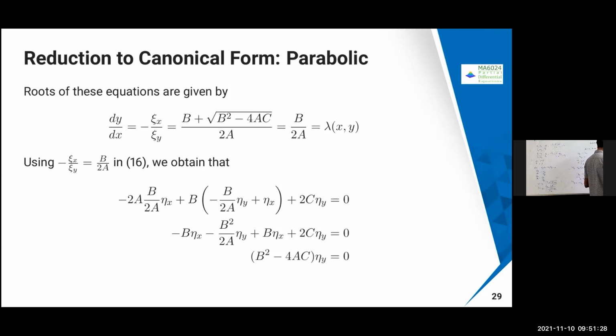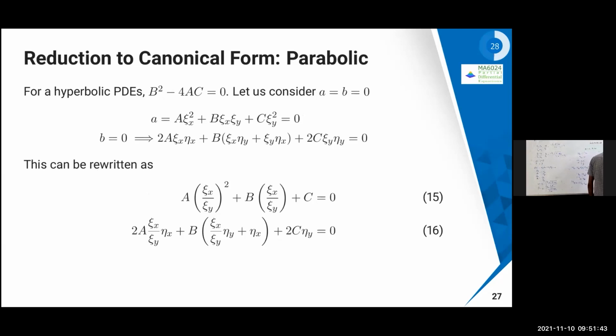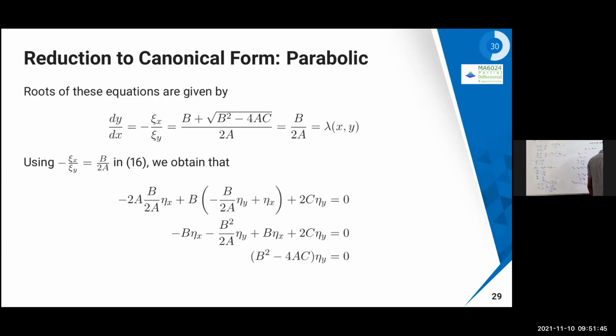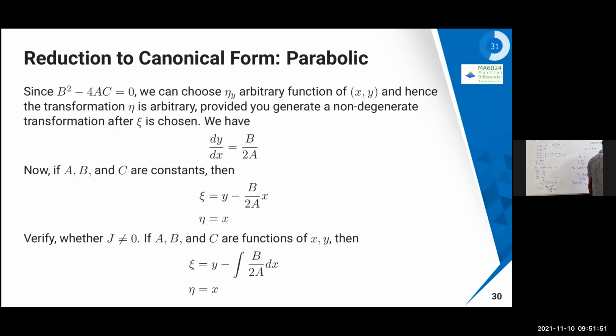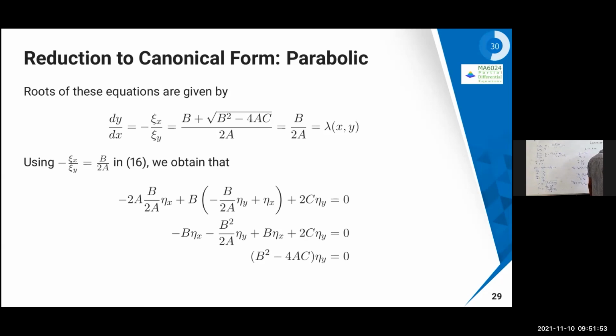So therefore, since b square minus 4ac is going to become 0, you are going to get the root simply as b by 2a, nothing more. Using this in equation number 16, you are going to get (b square minus 4ac) eta y equal to 0. Therefore, eta y times (b square minus 4ac) equals 0.